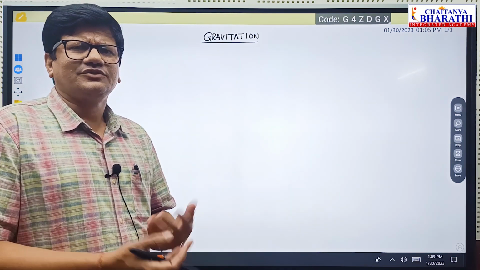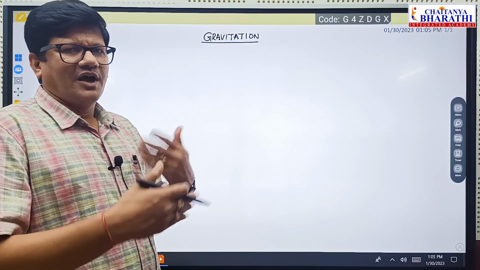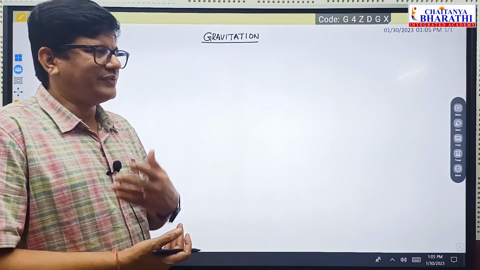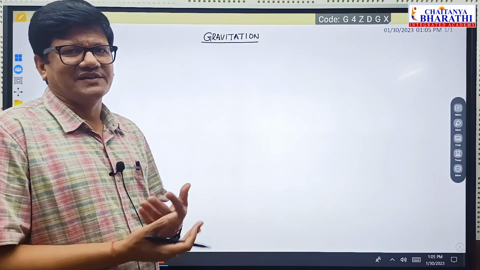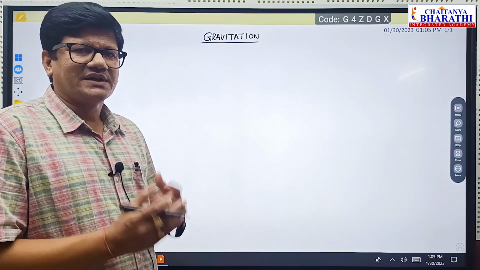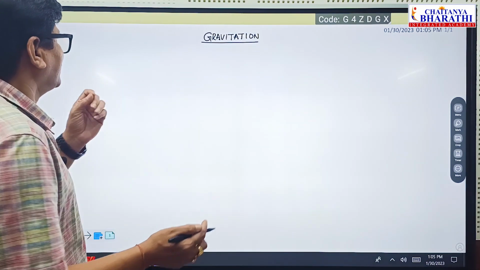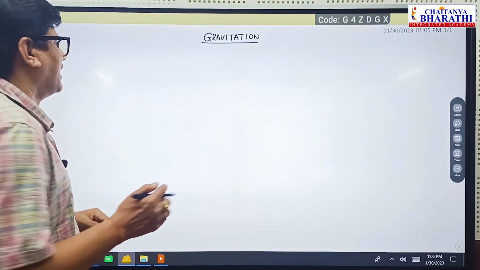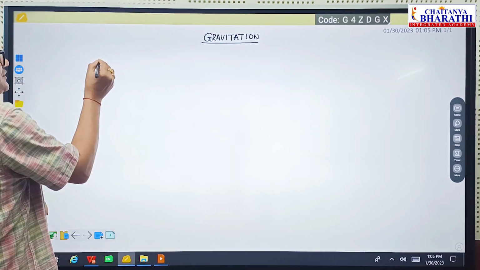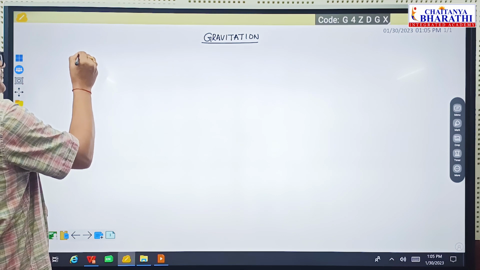Before Newton, so many people observed these things, and finally by those results, Newton concluded and developed one law, that is Newton's universal law of gravitation.